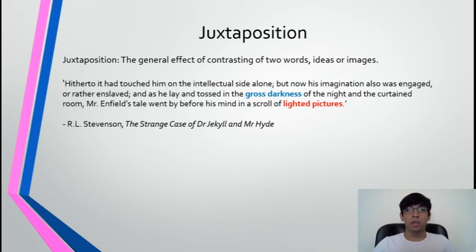Hitherto it had touched him on the intellectual side alone, but now his imagination also was engaged, or rather enslaved, as he lay and tossed in the gross darkness of the night, and the curtained room. Mr. Enfield's tale went by before his mind in a scroll of lighted pictures.